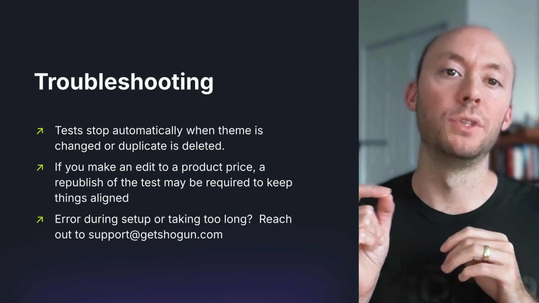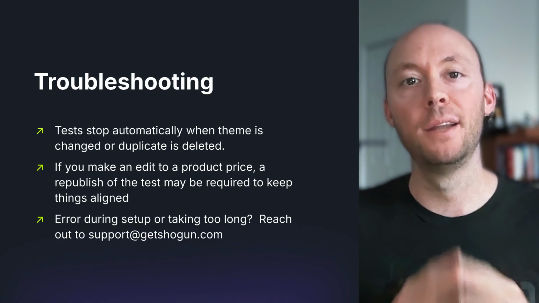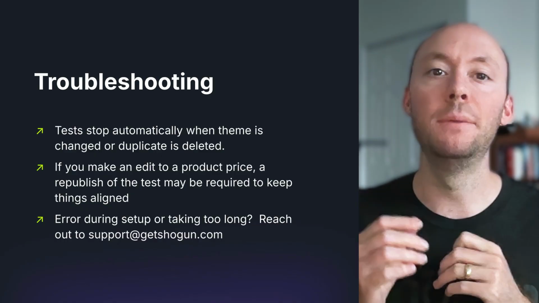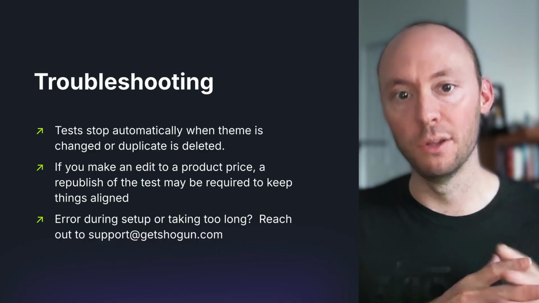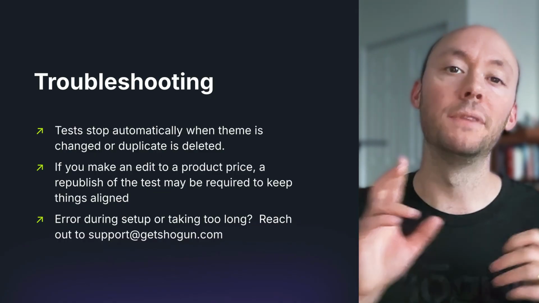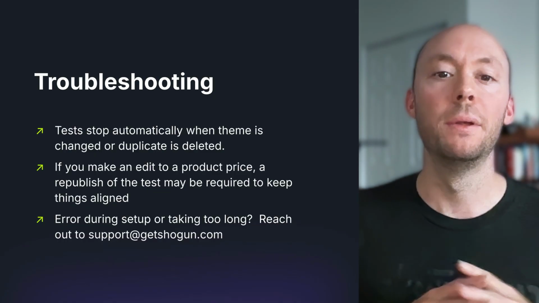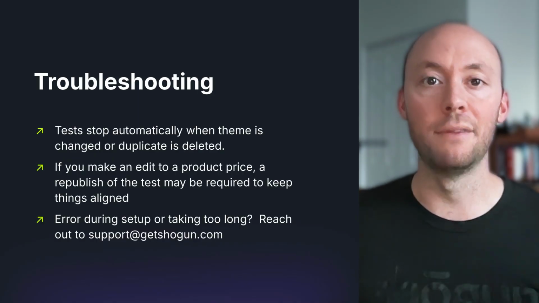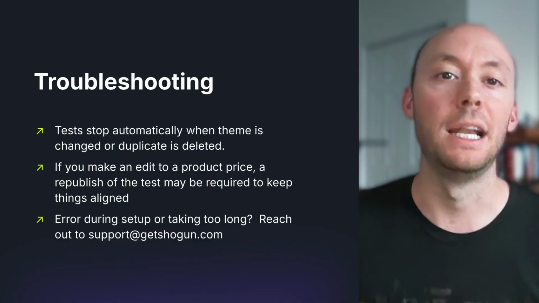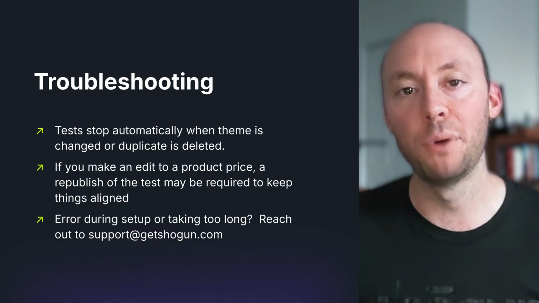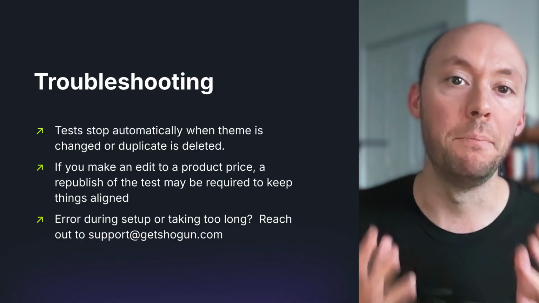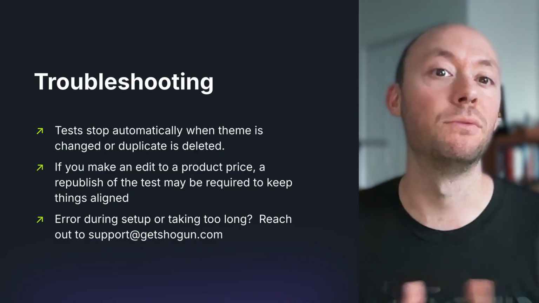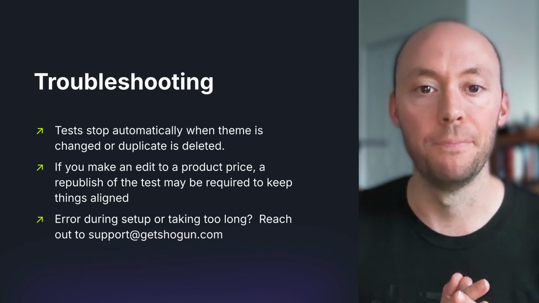All right, folks, troubleshooting. Here's what you should keep in mind when you're going down the route of price testing. Tests are going to stop automatically when your underlying theme, the original, is changed, or if the duplicate is deleted. So if you make a change with your theme, it's going to pause the price test because obviously that's now changed the dynamic. If you're running a price test, you probably want to avoid making big changes to your theme while that's running. And if you do make a big change to your theme, you might have to run the test again. So you might have to reset that up.